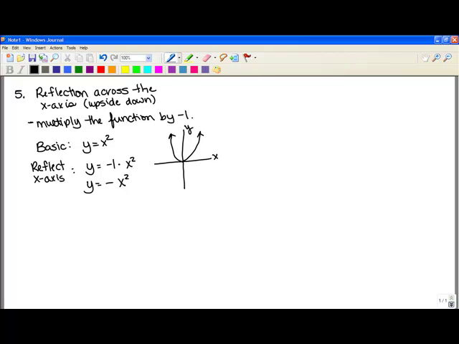And if we take it and flip it over or reflect it across the x-axis, the new graph would go upside down. So this first graph is a graph of y equals x squared, and this graph in orange is a graph of y equals negative x squared. This is a reflection across the x-axis. Here's the x-axis. Notice that we have a mirror image on both sides.